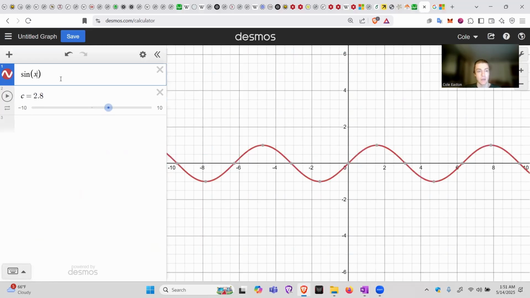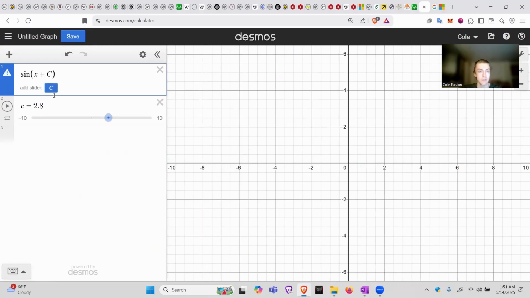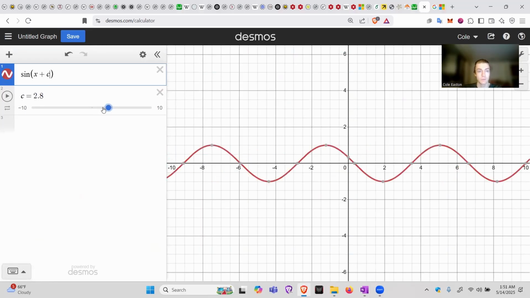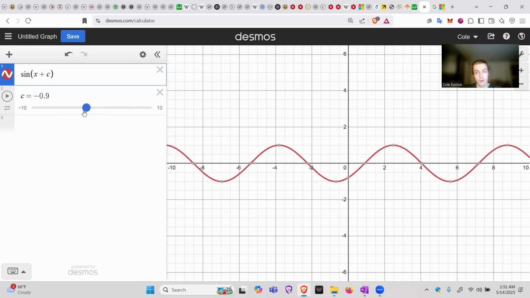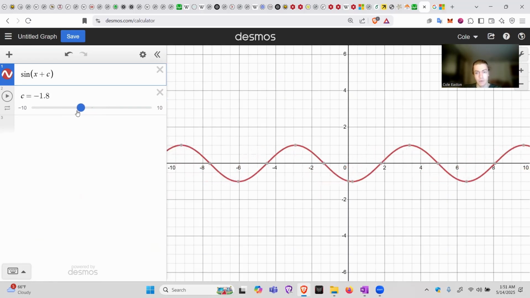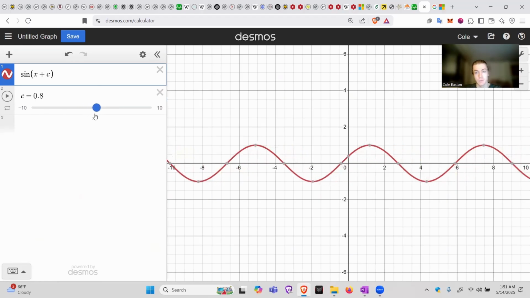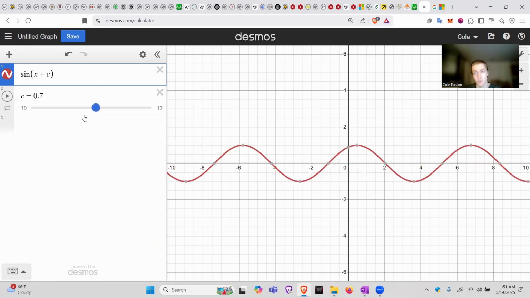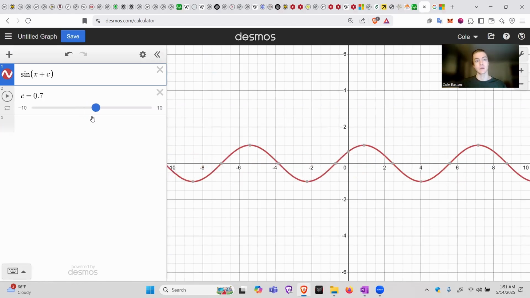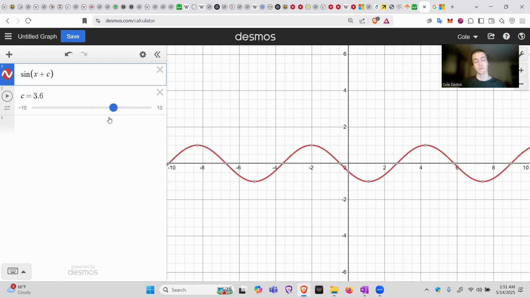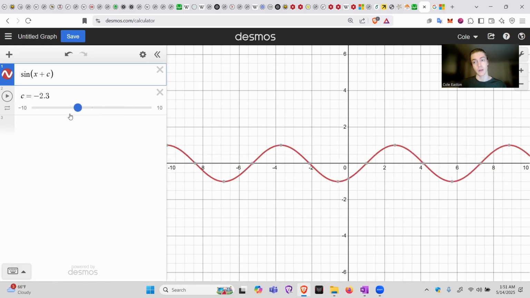So if instead we have sine of x plus c here, let's start at 0. So this is our original function. And when we subtract a little bit, you see where c becomes negative, our function moves to the right. And as c becomes positive, our function moves to the left, right? So we're moving in some sense the opposite direction that you would expect if you don't think about it hard enough. But if you really think about it, it does make sense that positive is moving to the left and negative is moving to the right.